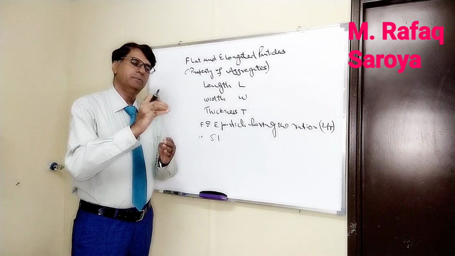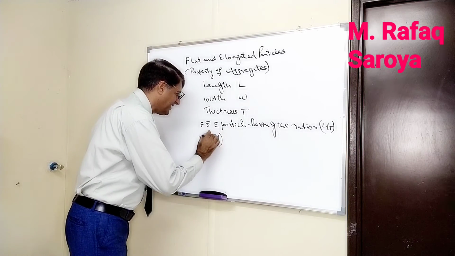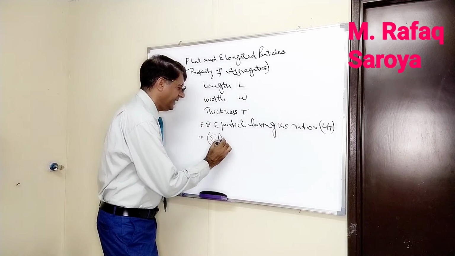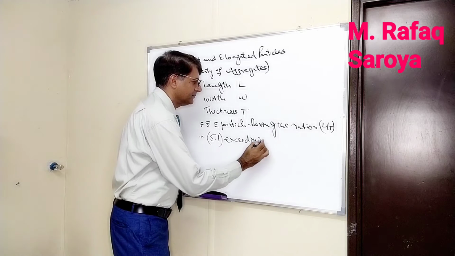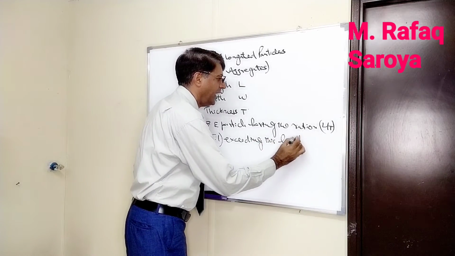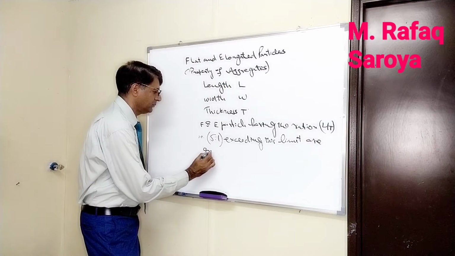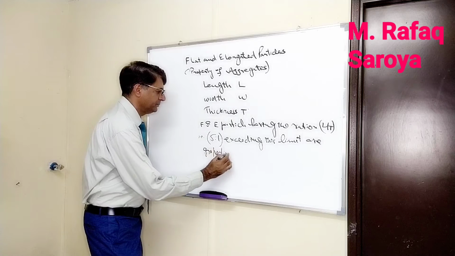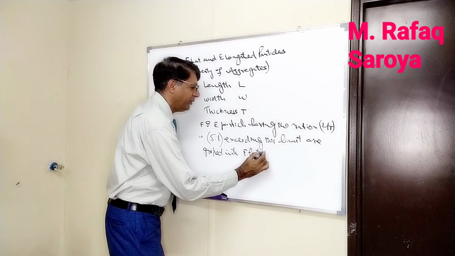If we have particles which are exceeding this limit, they are grouped into flat and elongated particle.